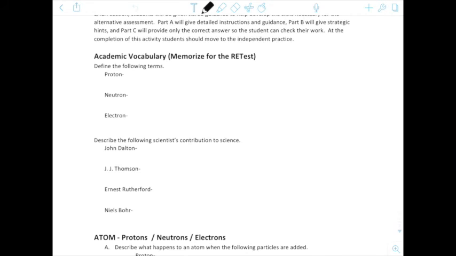Welcome to the Unit 2 guided practice. This is part of your remediation practice, and we're going to walk you through and hopefully prepare you for your retest. Just going over some academic vocabulary, it says define the following terms.